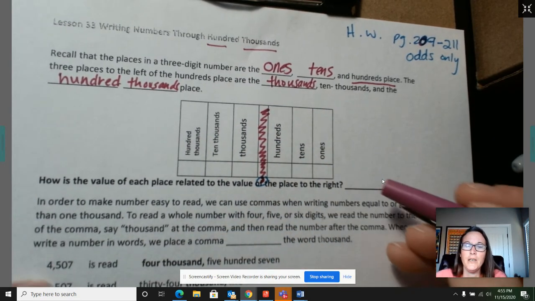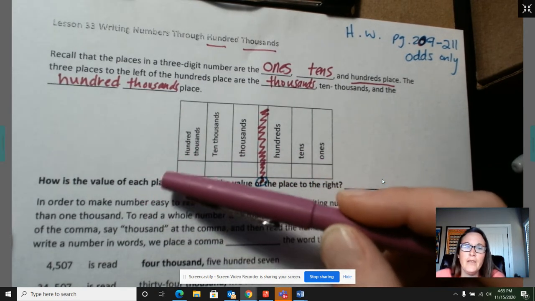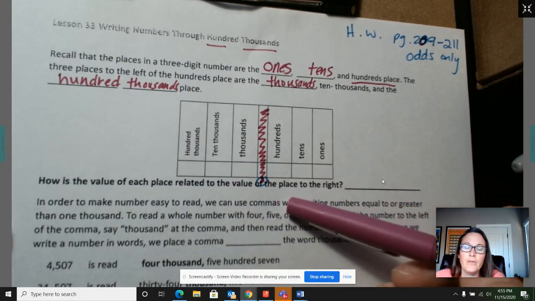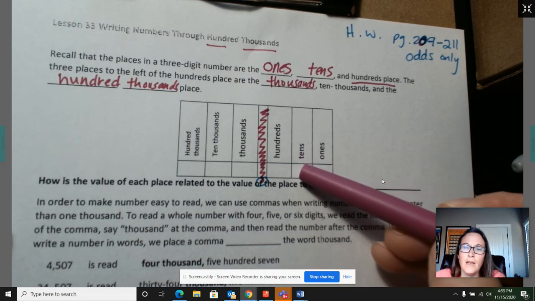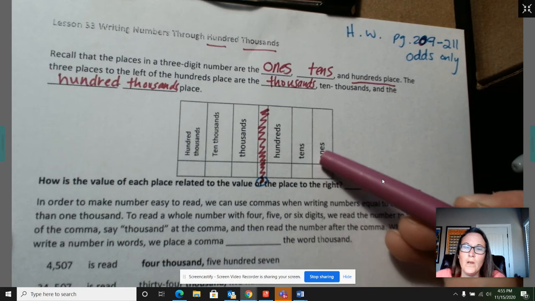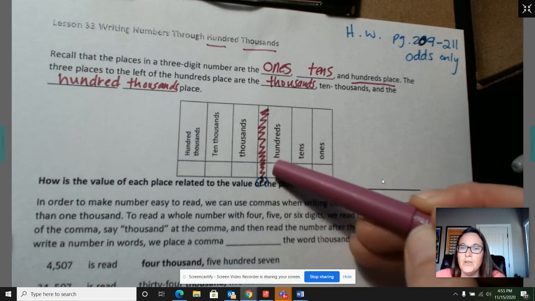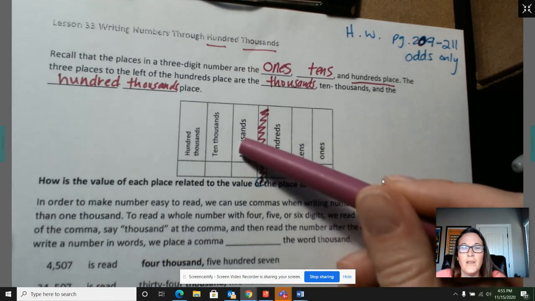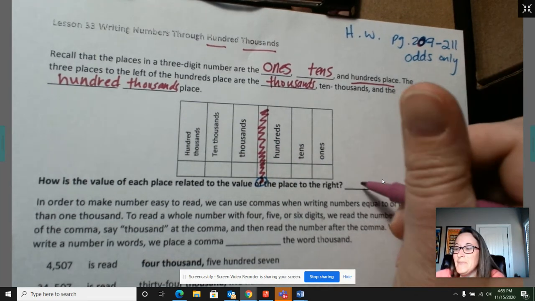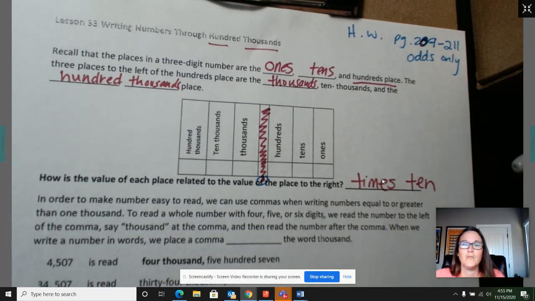Now, if you look at each number, it says, how was the value of each place related to the value of the place to the right? So if I was at tens, and I wanted to look, what's the difference between tens and ones? Think about that for a second. Or what's the difference between hundreds and tens? Or the difference between thousands and hundreds? It is times 10. And that's because we are on a base 10 system in the United States.